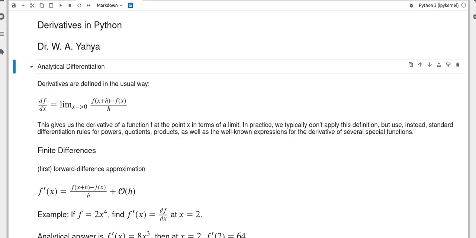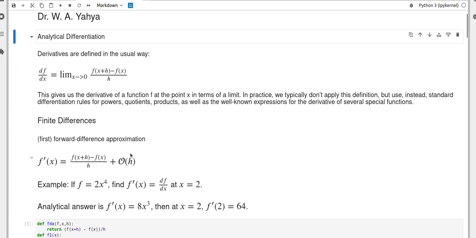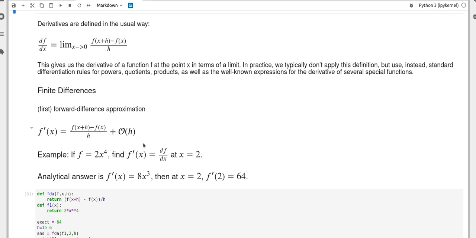Usually, if you want to evaluate the derivative of a function, let's say the function is f, the definition is the limit as h tends to 0 of f of x plus h minus f of x over h. But in practice, many numerical methods have been introduced, such as the finite difference methods, like the forward difference approximation, the backward difference approximation, the central difference approximation, and so on. All these are for first derivatives.